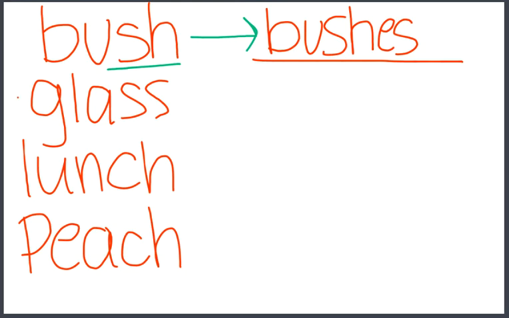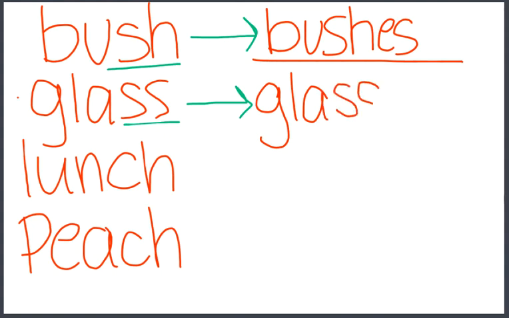Our next word, glass. Say that, glass. Glass has S ending. And if we follow our rule of S, X, SH, or CH ending, glass to make it plural, 1 glass. To have more than 1 glass, glasses. We have our ES ending, glasses. Say that, glasses.